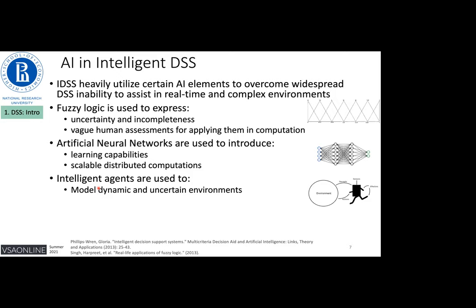And for that, there are three main directions where DSS have elements of artificial intelligence. The first one is fuzzy logic. We usually use it to express uncertainty and incompleteness, and, as we will see later, human assessments that are naturally made in the form of natural language. Then artificial neural networks to introduce some learning capabilities, and as I said, it is one of the primary goals of building intelligent DSS. And intelligent agents to model dynamic and uncertain environments.